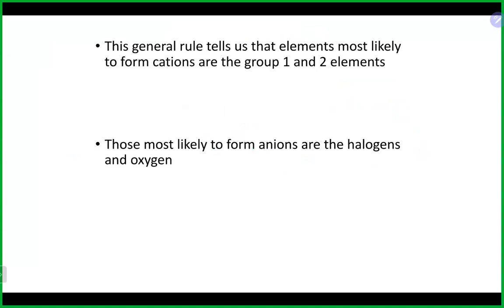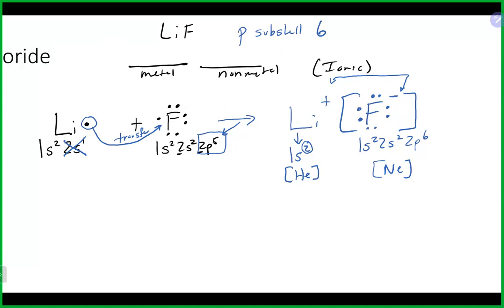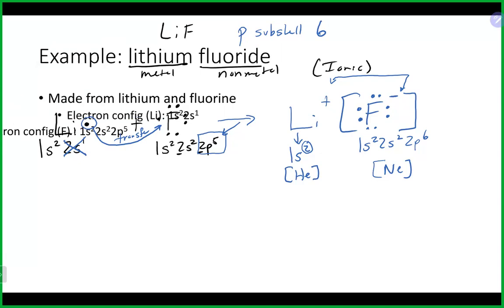Yeah, it's pretty much what we were just talking about. So it's what we were talking about on the left-hand side. Groups 1 and 2 will form positive ions, and non-metals will form negative ions. Basically, yeah. Other questions? All right.